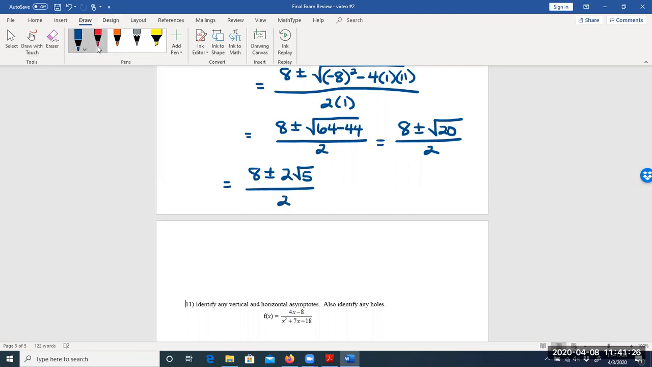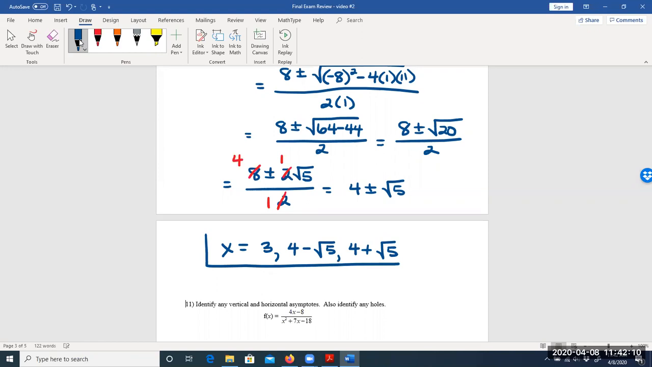And then I am able to reduce all of my numbers here on the outside. They're all divisible by 2. And so I get 4 plus or minus square root 5. So my other two solutions to this equation are irrational. So let's see, we found that 3 was a solution, and then we just found that 4 minus square root 5 and 4 plus square root 5 are the other two solutions. So 3 is known as the rational solution, and then the other two are the irrational solutions.